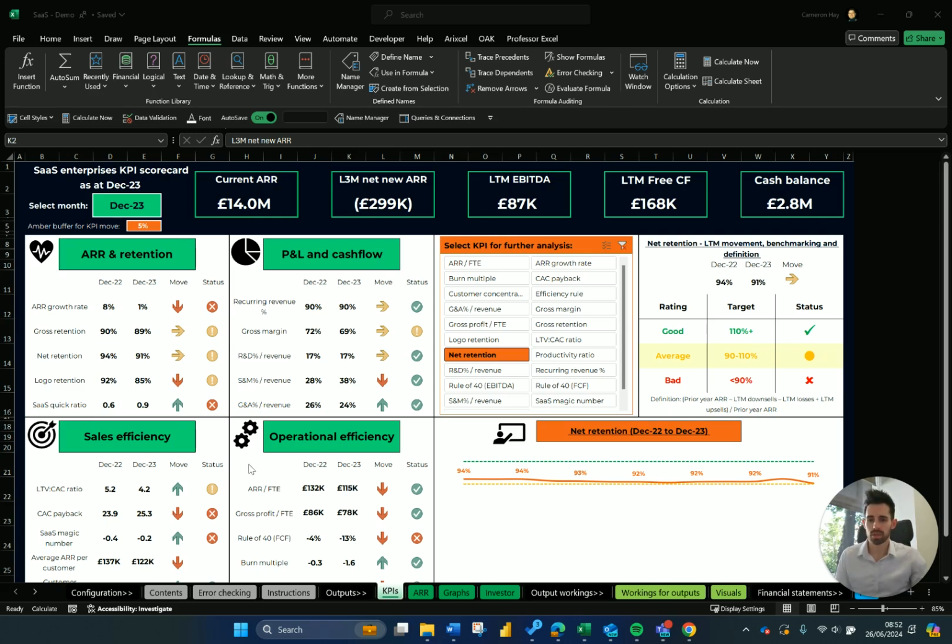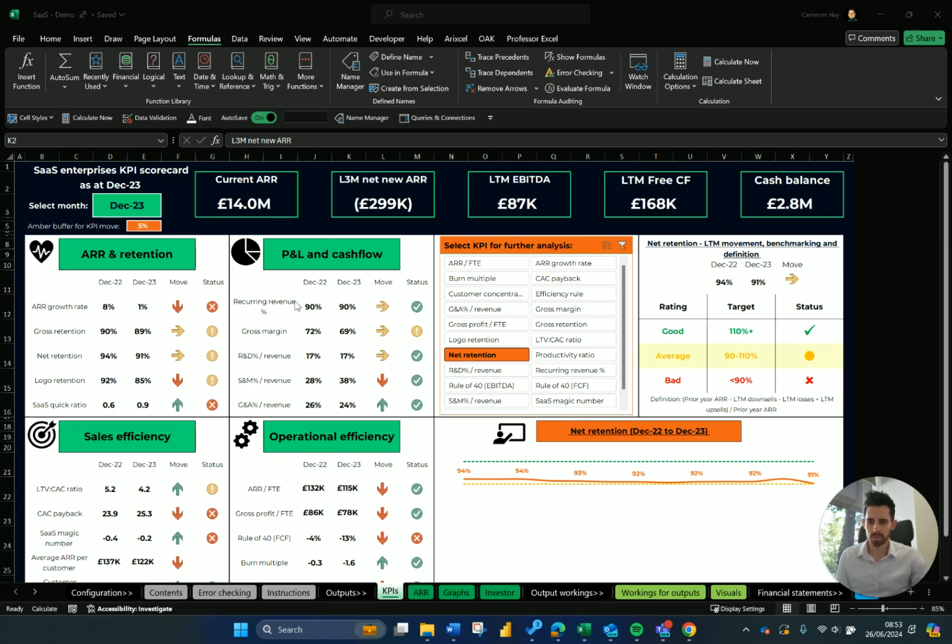All the metrics you see here are grouped up into categories according to how investors tend to analyze SaaS businesses. So we work very closely with these investors on how they analyze potential opportunities and also existing portfolio companies. Here at the top you can see a summary of some key information from the revenue by customer section, and also from the financial statements.